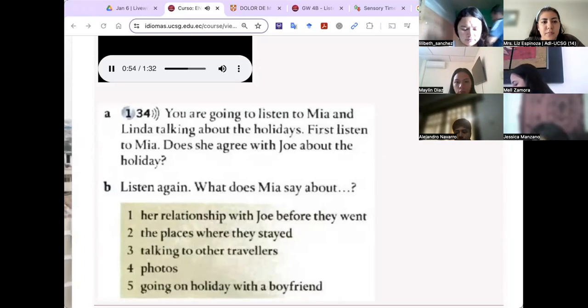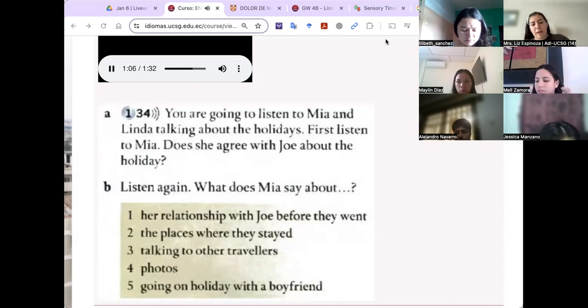When you're travelling, part of the fun is talking to other travellers, but he hated it if I talked to other people, especially other men. And then he kept taking photos, hundreds of them. Every time we saw a monument, he said, "Go and stand over there so I can take a photo."